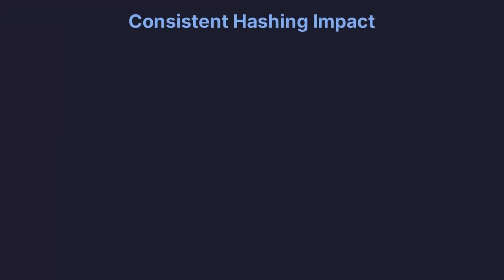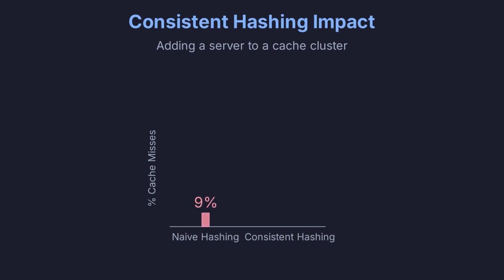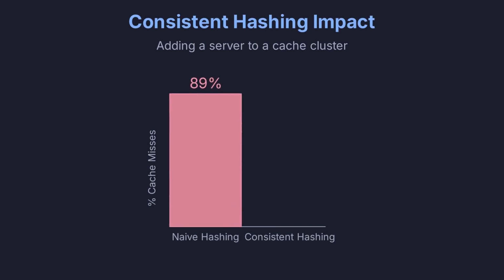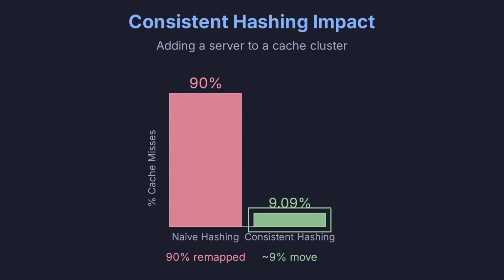Picture a production cache cluster with 10 servers storing session tokens. If you add an 11th server using naive hashing, 9 out of 10 entries get remapped, turning into cache misses that smash your database. With consistent hashing, only about 1/11 of the keys relocate to the newcomer. The database barely notices. The difference between a manageable scale-up and a full outage often comes down to this one choice.